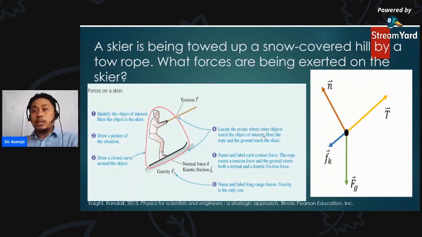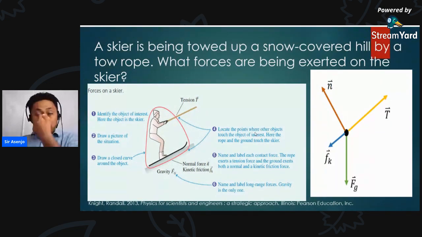Then next, locate the points where other objects touch the object of interest. So you observe there the rope touches the object of interest, the sphere. Also, the ground touches the sphere. So this is the point where other objects touch the object of interest, the sphere. Name and label its contact forces. We are able to name them: normal force, kinetic force, gravitational force, and tension force.